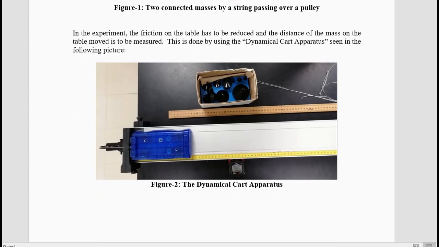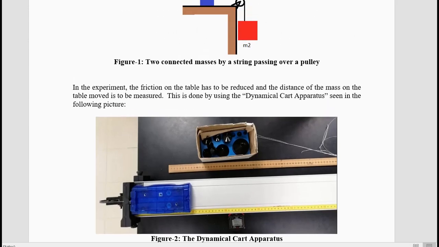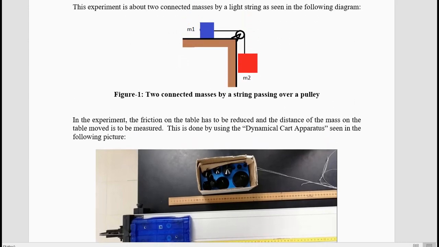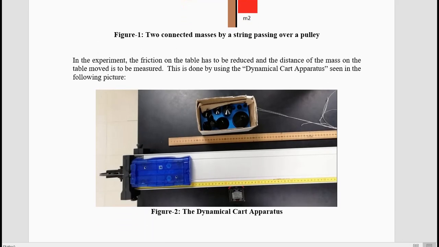There is a blue cart and the hanging mass goes over the pulley, and there is an ordinary meter scale attached here to measure the distance, and the time is measured with a stopwatch. In this experiment we are going to measure the acceleration and compare it with the calculation. The calculation will be done using the masses, assuming that there is no friction, but actually there will be a small amount of friction. In the lab, the measurement will be done using length and time. Length is the distance which the cart travels, and the time it takes to travel it.